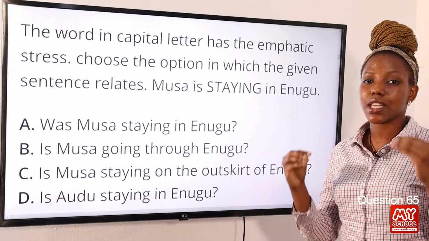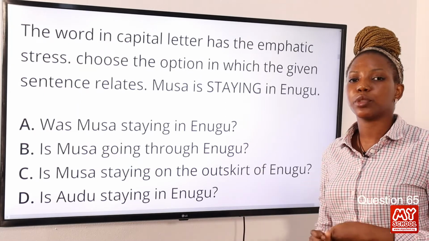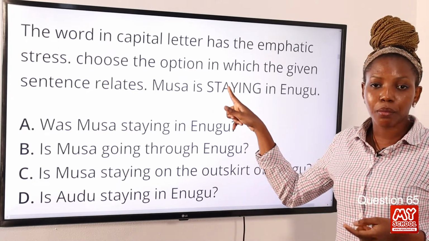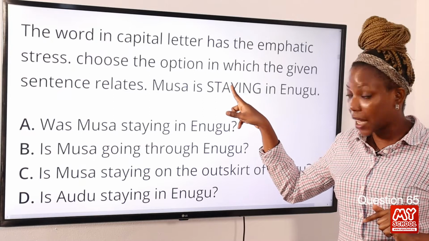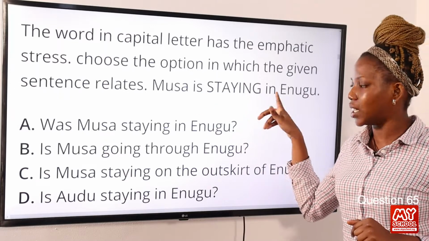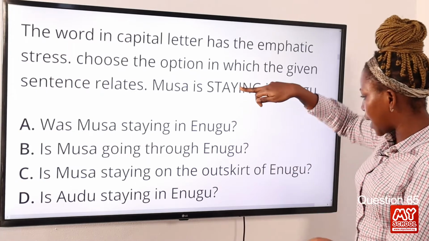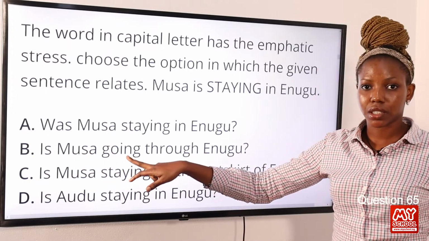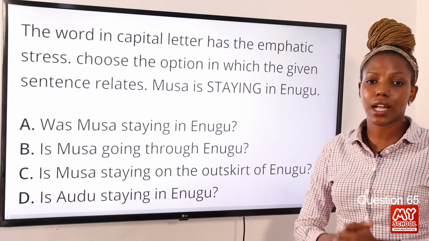Now why is this so? I said in attempting emphatic stress questions, you need to note two things. First, the answer must be in inquisitive form, and secondly, the word emphasized, staying, must be replaced with another word. So the word must be in contrast with the word emphasized. The word emphasized here is staying, not Musa, not Enugu, not is, not in. So we are going to look out for this word staying because all the options are in question form. So this is the only option that was replaced. Staying was replaced with going. So option B therefore is the correct answer to this question.